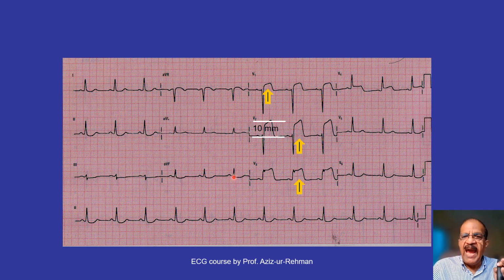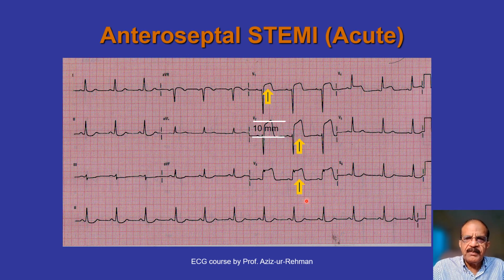So we see ST segment elevation, and this ST segment elevation is seen in particular leads V1, V2, V3 and V4. What is common in these leads? They represent the anterior side, the anteroseptal and the anteroapical region. And that part is perhaps infarcted. And since it is ST segment elevation, it would be ST segment elevation type of myocardial infarction. So this is the diagnosis, Anteroseptal STEMI, and it is acute.